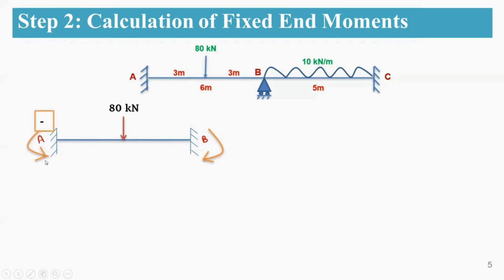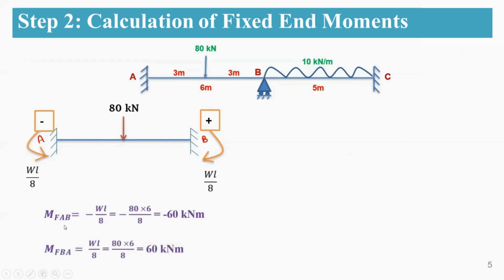At A, since it is in the anti-clockwise direction, as per sign convention, it is negative. The formula for the fixed end moments for a point load at the center is WL by 8. Similarly, for B, it is a clockwise direction. Therefore, it is positive. Here you have plus WL by 8. Calculating the fixed end moments for the AB and BA span, this is negative and this is positive. So it is minus 60 and it is plus 60. Now coming to the next span, that is your BC span.